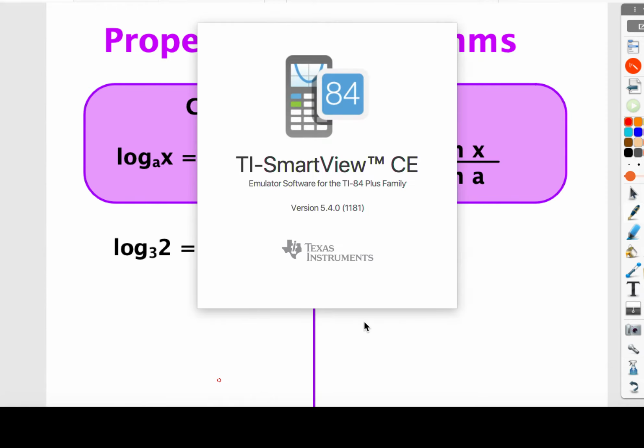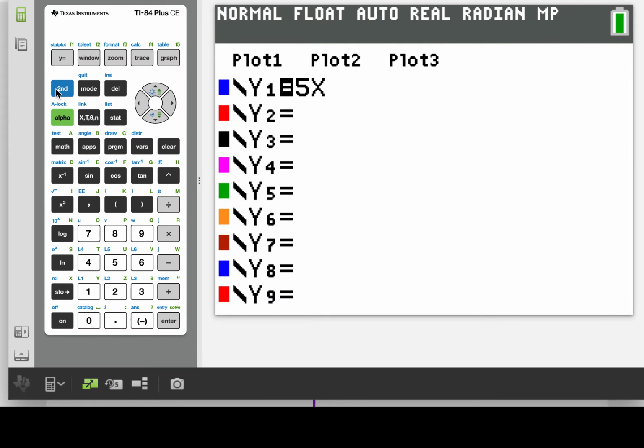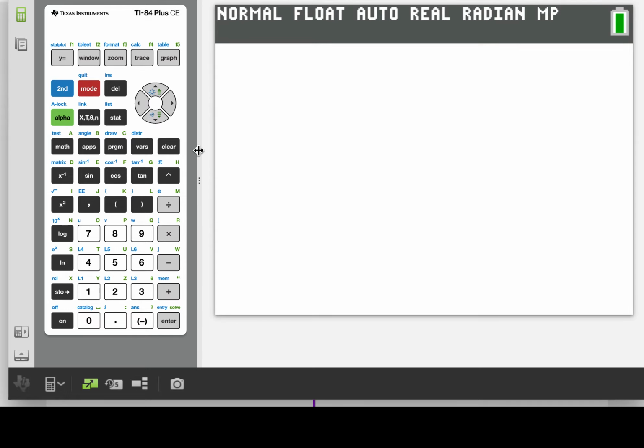So here comes my calculator. Sorry, it's a little slow to open there. But again, we should be able to type in the log of 2 divided by the log of 3. Right? So I'm going to go ahead and get to my main screen here, and I'm just going to say log, the common log of 2.